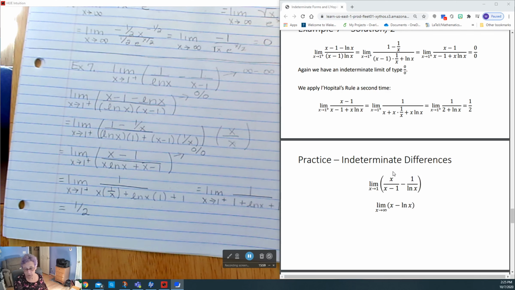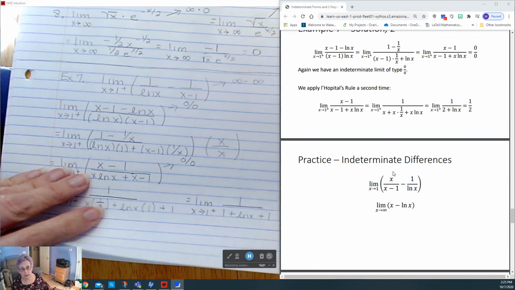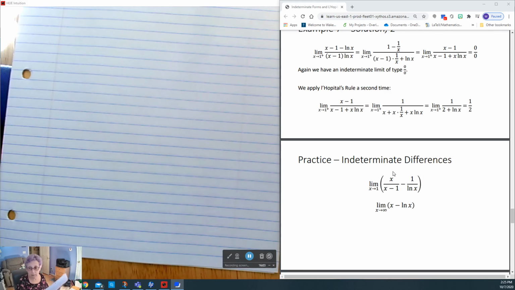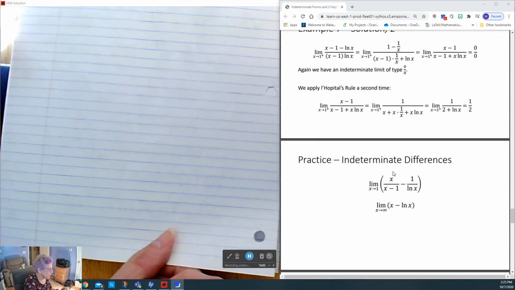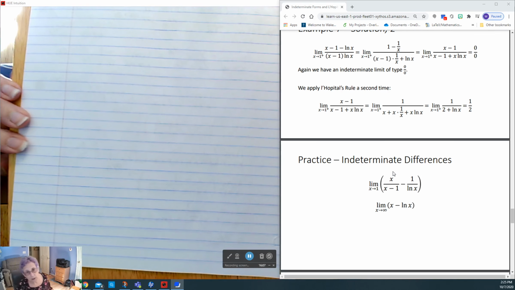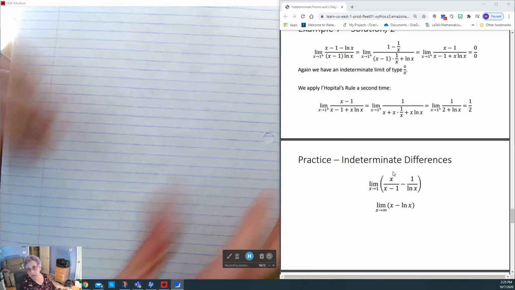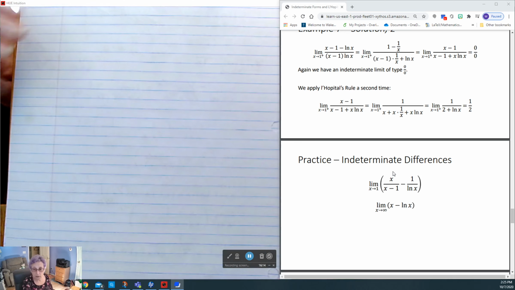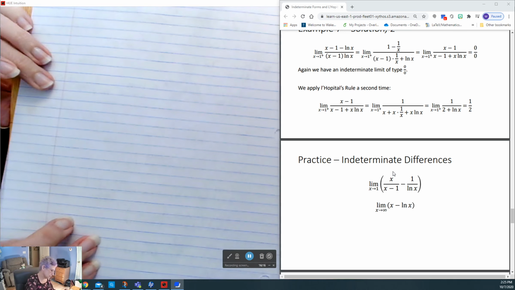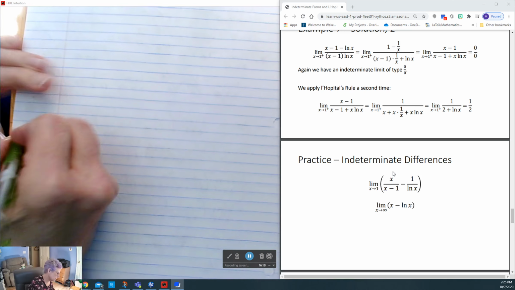The first example there is very, very similar to the one we just did. I'm going to leave it for you. The second one is quite tricky because it is not just a fraction minus a fraction that you can get the least common denominator on. Let's see. I'll leave myself half a page for that.